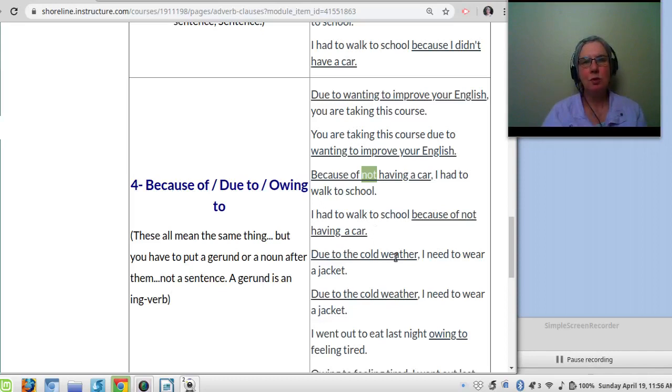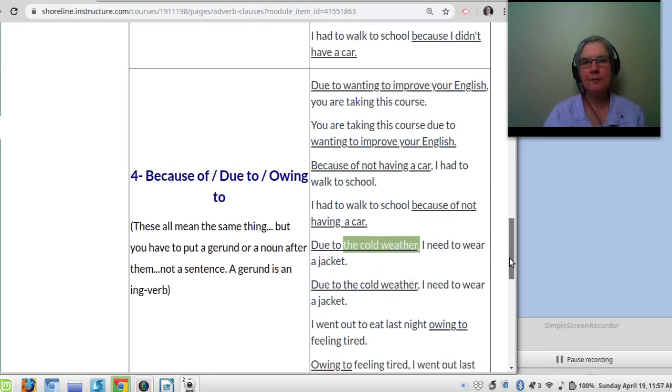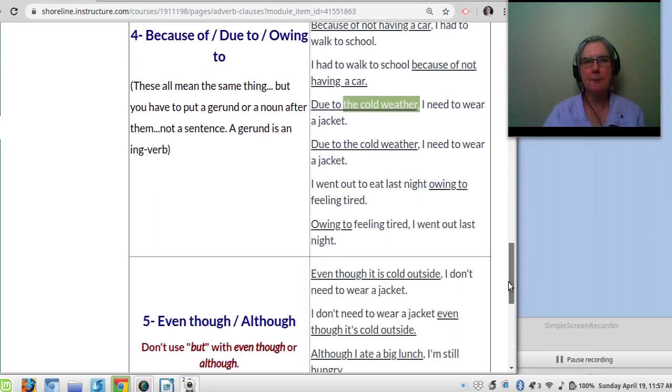Due to the cold weather, this is my noun, the cold weather. Due to the cold weather, I need to wear a jacket. Oh, I have it twice. I guess I wanted to say I need to wear a jacket due to the cold weather. And owing to is the same thing. I went out to eat last night owing to feeling tired. Owing to feeling tired, I went out last night. So owing to is the same as due to or because of.